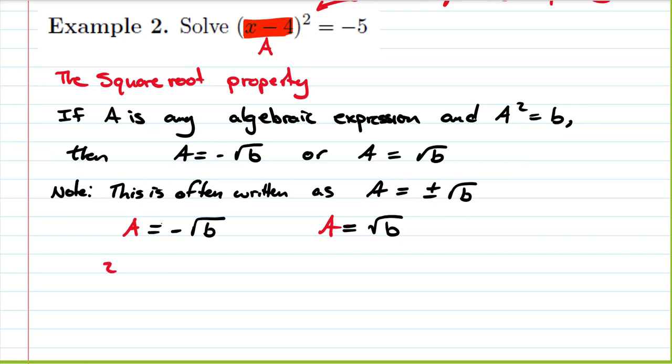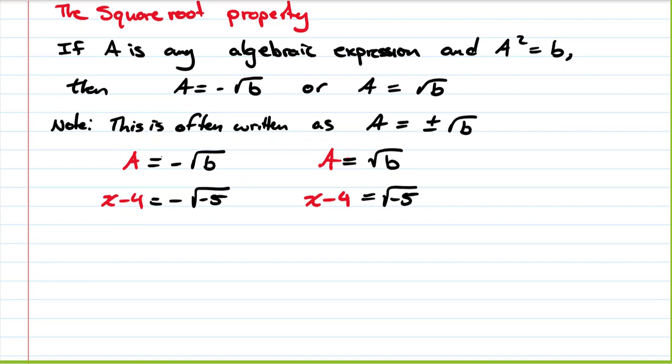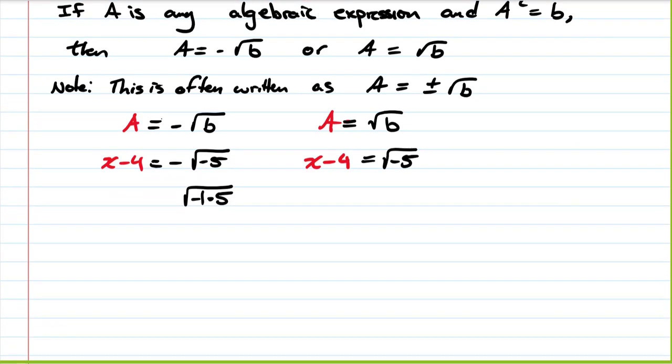So in our case, it's going to be x minus 4 is equal to the negative square root of negative 5, and x minus 4 is equal to the positive square root of negative 5. From our previous section, we know that this can be simplified. The square root of negative 5 is the same as the square root of negative 1 times 5. And what is the square root of negative 1 the same as? Well, that's the same as i.